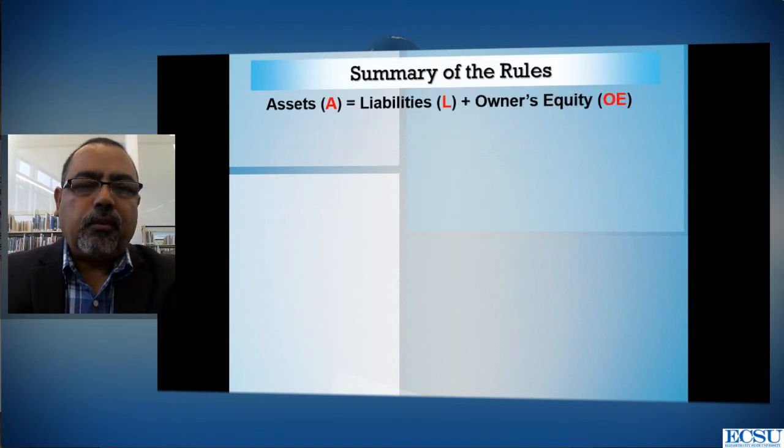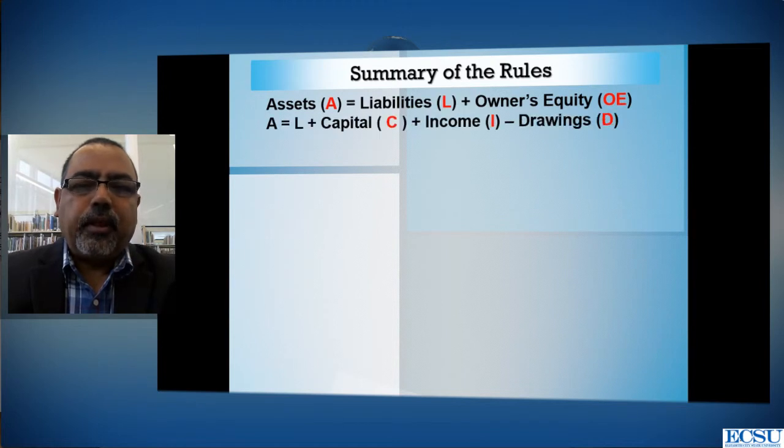Now, the summary of the rule is assets equal liabilities plus owner's equity. We know that. Now, what we can do is break the owner's equity into other accounts. So, assets will be equal to liabilities plus capital. That's the amount of money the owner has given, plus any income the owner makes by doing business. In the first day of business, there will be no income, so it could be zero. And minus the drawings. So, those are the typical accounts.